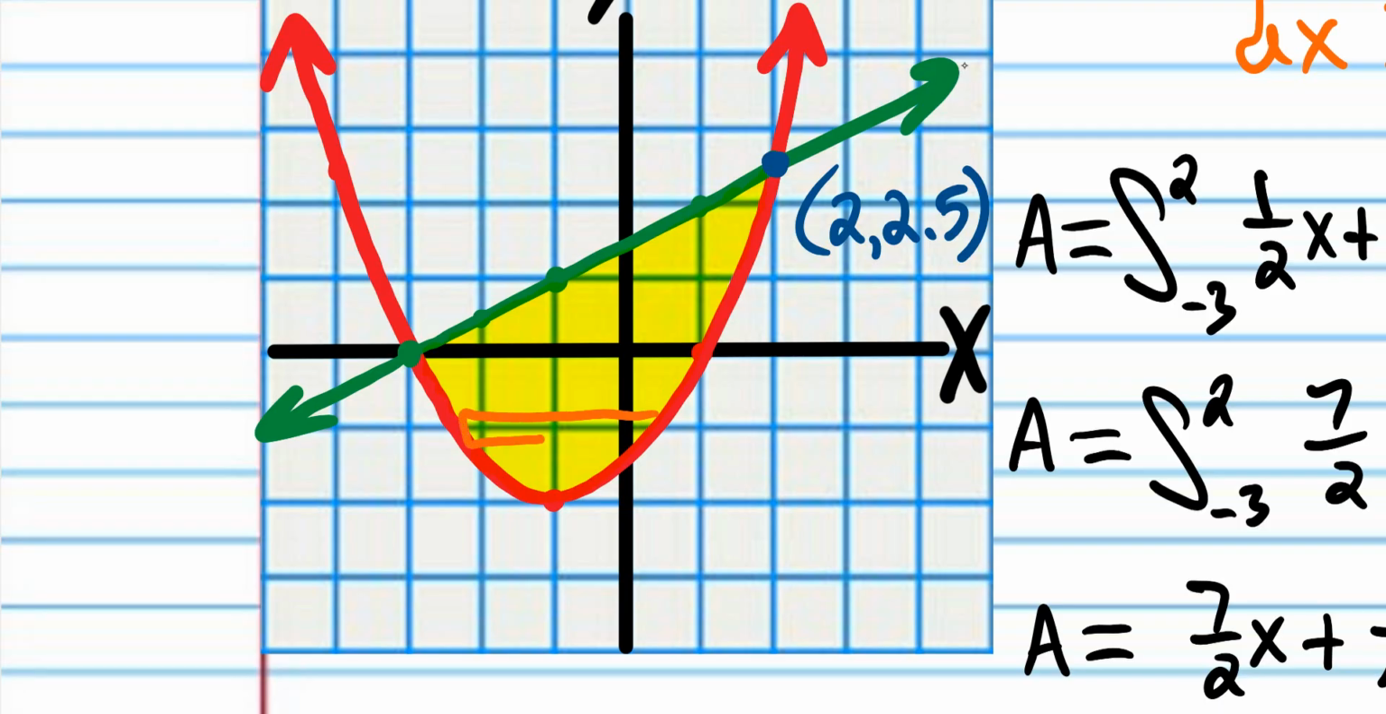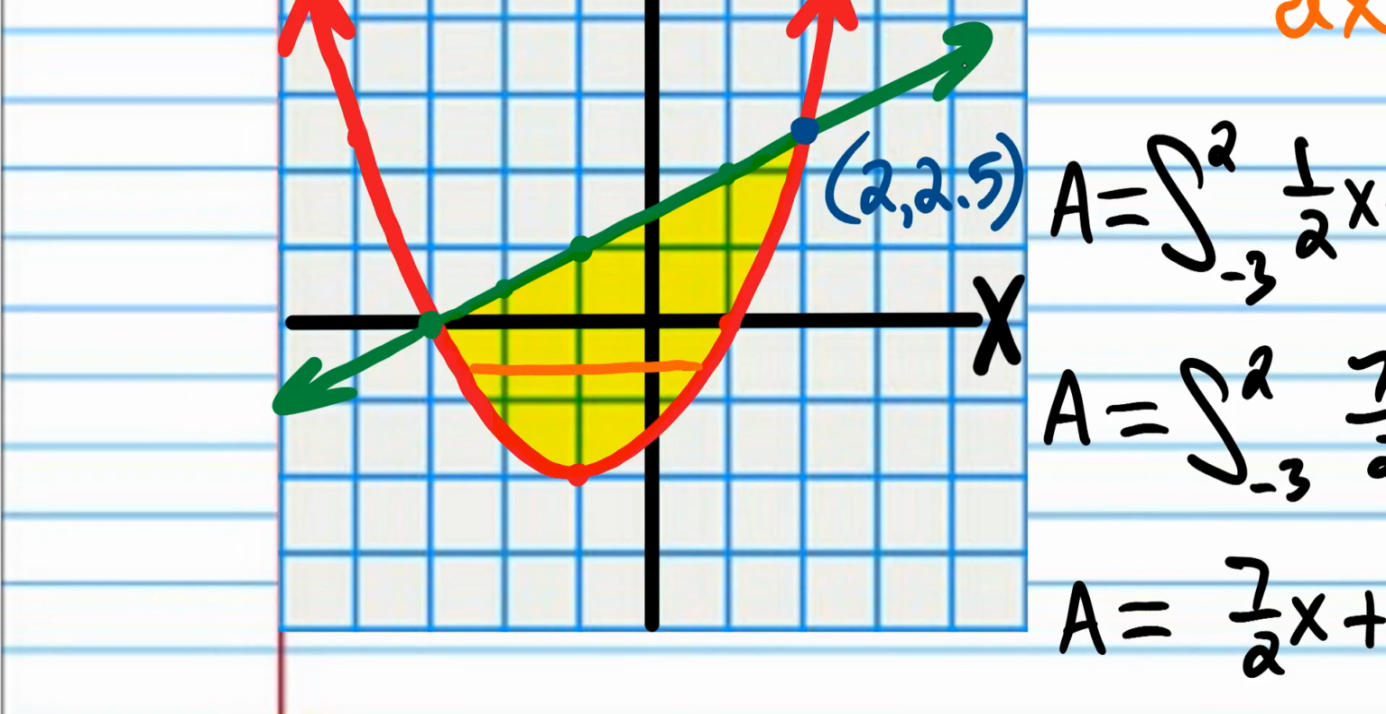The heights of the rectangles are x values, or the differences between x values. But when we integrate, we're going to be using just the red graph on its own. But then when we get to here, all of a sudden something's going to change. Now we're not going to be using just the parabola. We're going to be using the parabola and the line. So we have to change when we get to that portion of the area, you see.